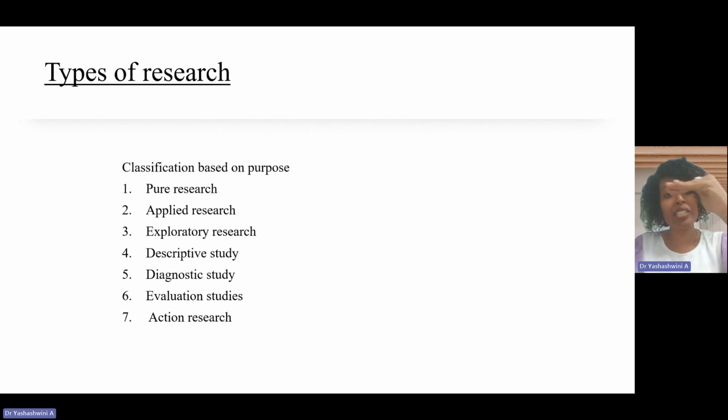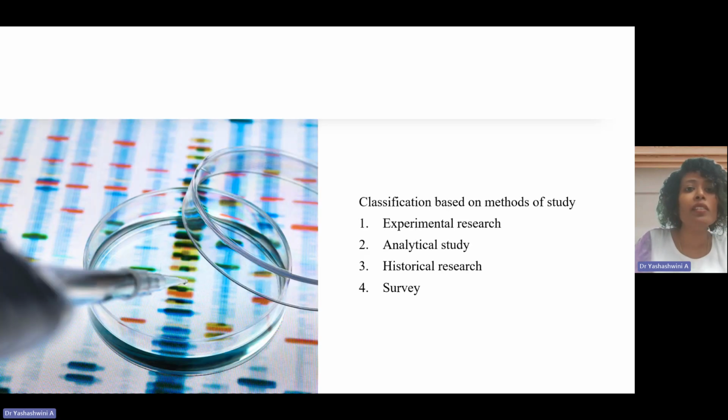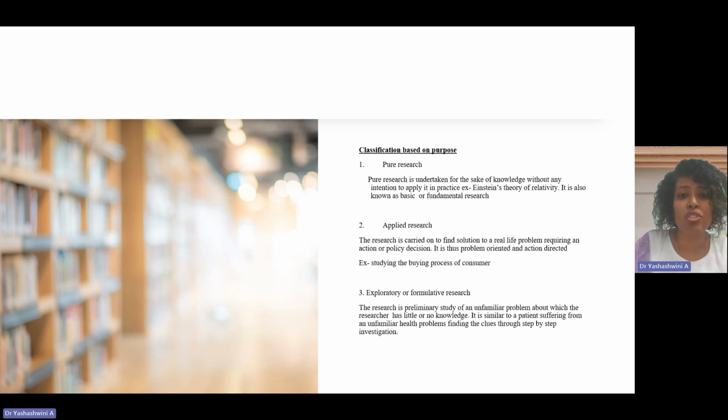So based on the purpose, the first form of research that I'm going to explain to you is pure research. Pure research is conducted for the sake of knowledge and not with the intention of implementing it in real life situations. It's just for the sake of knowledge. So that is pure research. For example, the theory of relativity, which is a concept or a theory written by Einstein.